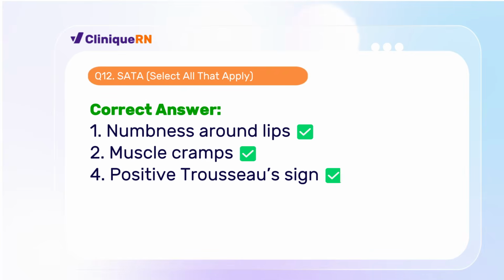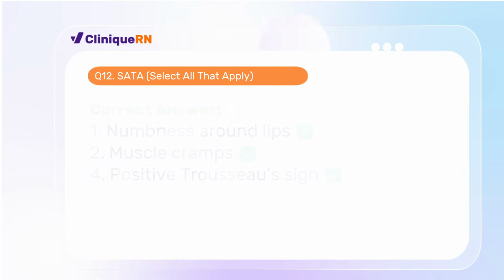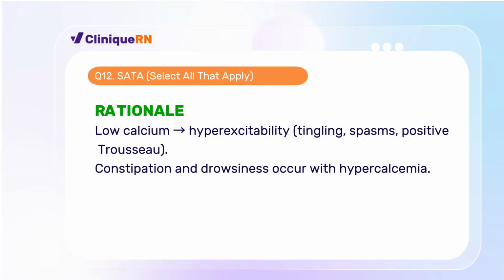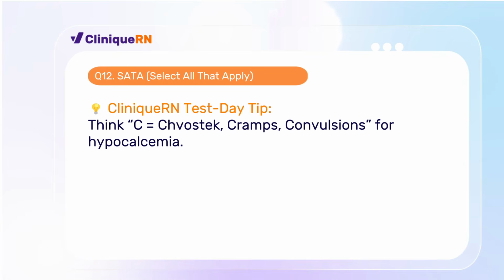The correct answers are 1, 2, and 4. Rationale: Low calcium means hyperexcitability, tingling, spasms, positive Trousseau. Constipation and drowsiness occur with hypercalcemia. CliniqueRN Test Day Tip: Think C equals Chvostek, cramps, convulsions for hypocalcemia.